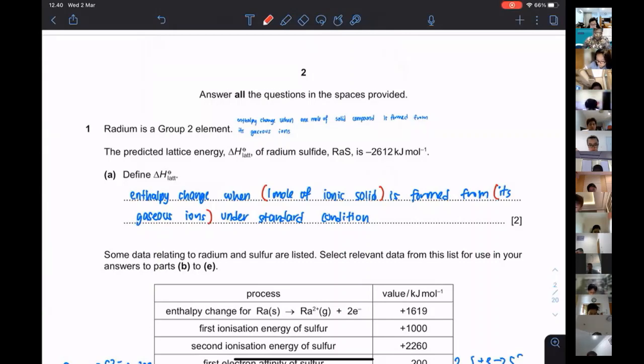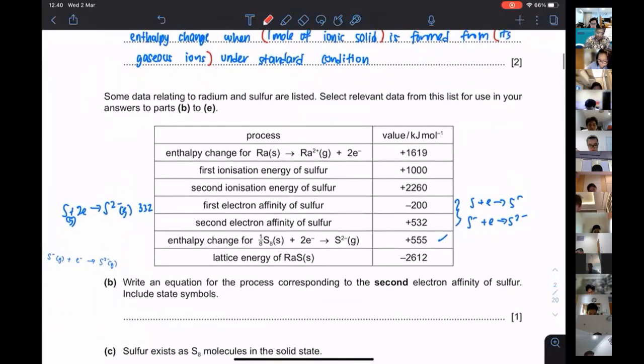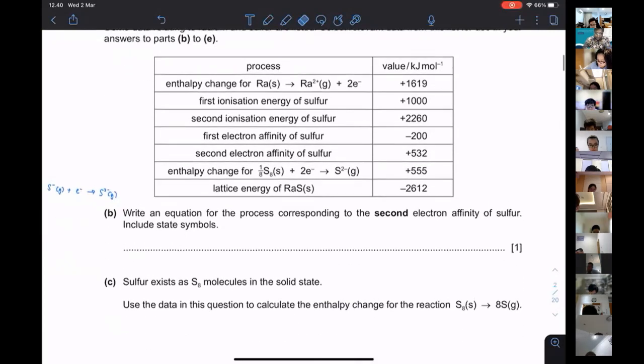So the next question over here is similar to your paper 4.1. They have given you some data about radium and sulfur. Select relevant data and use it to answer. Let's answer here. They say write an equation for the process corresponding to the second electron affinity of sulfur. Second means they already accepted 1 electron, so they need to accept 1 electron to give you S2 minus.